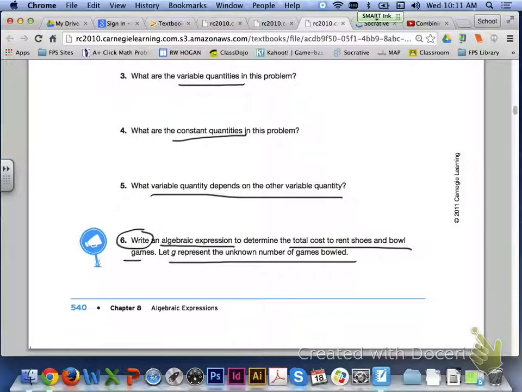Let's finish up page 540 by answering questions 3 through 6. For number 3, what are the variable quantities in this problem? Number 4, the constant quantities in the problem. Number 5, what variable quantity depends on the other variable quantity? And finally, for number 6, we're writing an algebraic expression to determine the total cost to rent shoes and bowl games. G is going to represent the unknown number of games bowled.